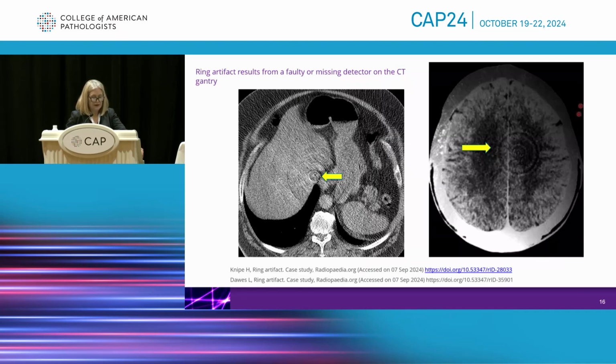And here's another artifact. Now this is an instrument issue. So this is what's called a ring artifact. Here's one ring, very small. Here's another one. It shows up as a shadow in this head scan. But this is due to the machine itself, a faulty or missing detector in the gantry.